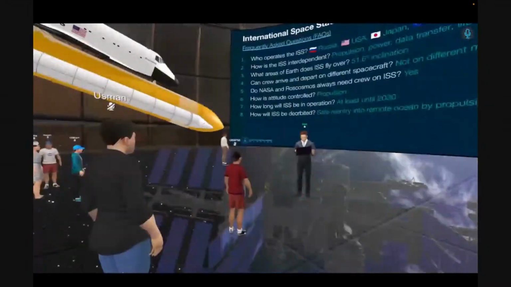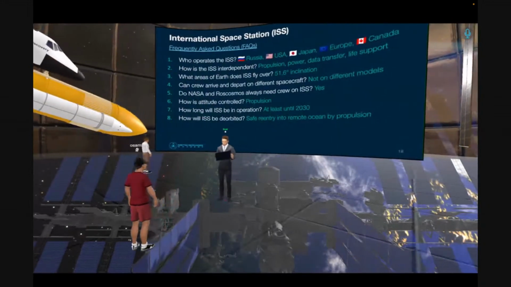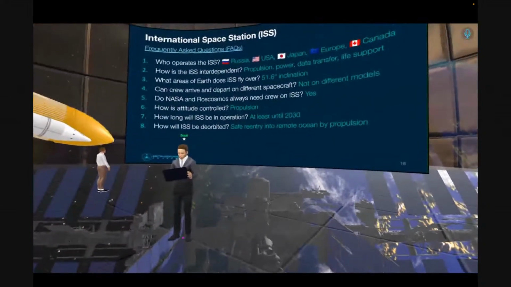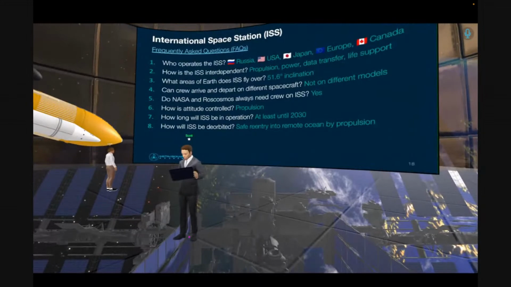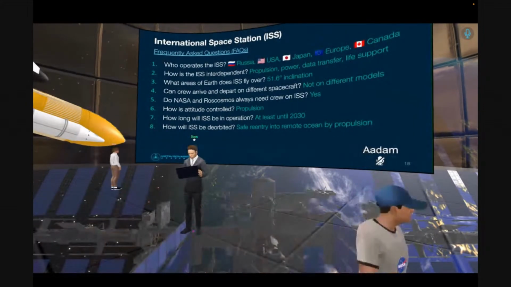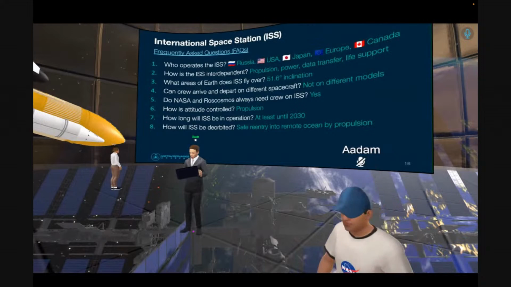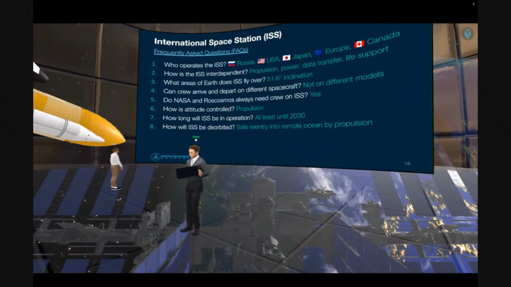Number 4, can crew arrive and depart on different spacecraft? We didn't talk about that, but the answer is no, not usually. Usually, if a crew arrives on the Soyuz, they leave on the Soyuz. Or if they arrive on the SpaceX, they leave on the SpaceX. They don't usually switch.